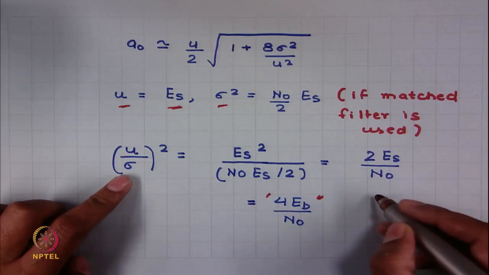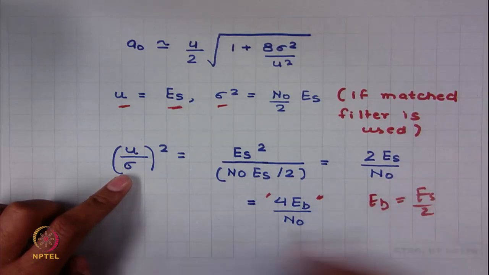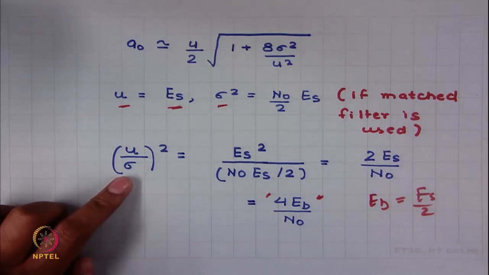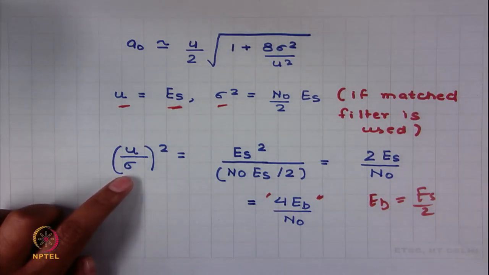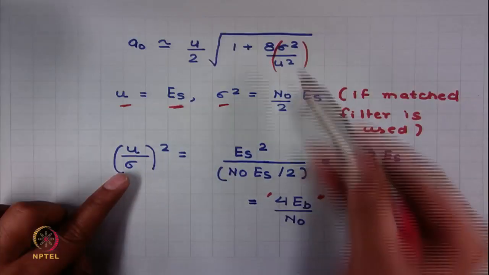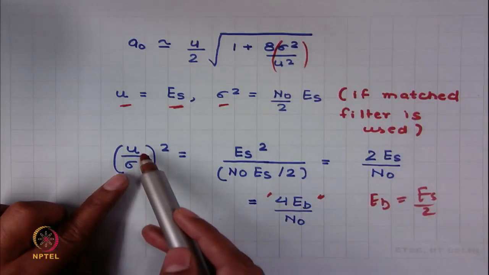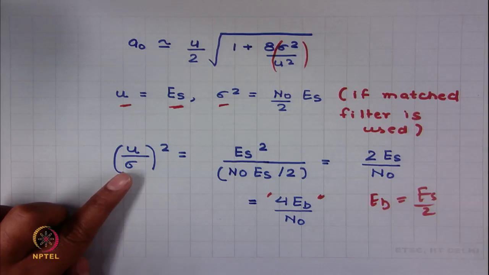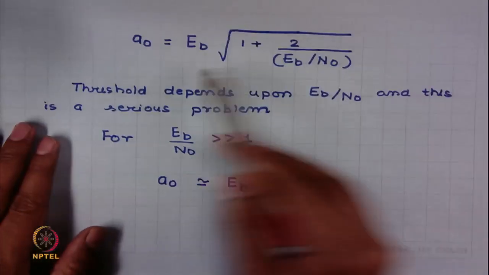Remember, in OOK systems E b is E s by 2, because for one bit I am transmitting E s energy and for the other bit I am transmitting 0 energy. Thus, on an average the energy per symbol is E s by 2 and bit energy is also the average symbol energy. Okay. Substituting in place of this, the value that we have derived for u by sigma square, the A naught that we get is this. Okay.